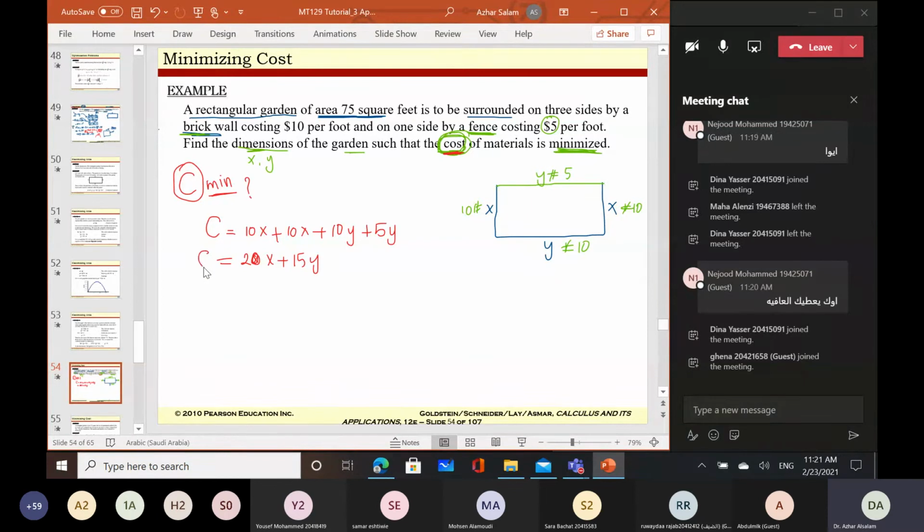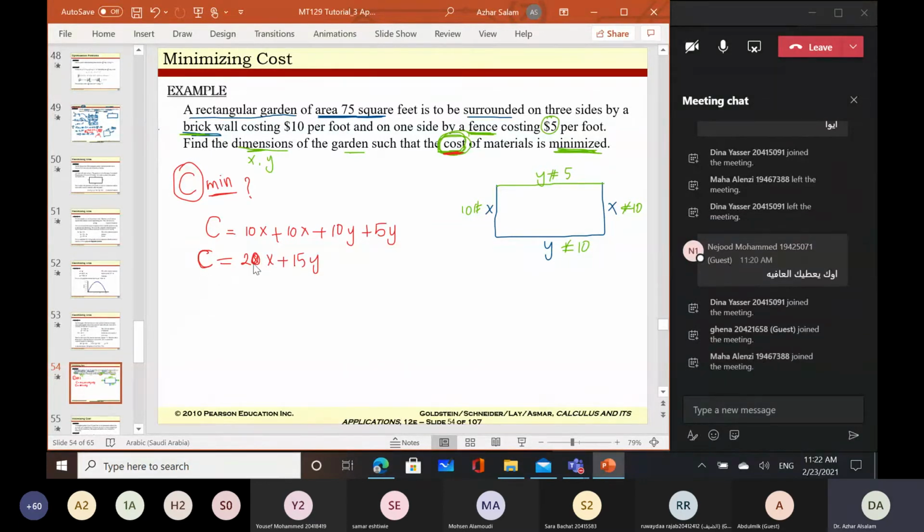This is the function of the cost. I have here two variables, x and y, making the function of the cost C. Now I have to make it in only one variable. I will use the given information, which is the area. I have here that the area is 75.